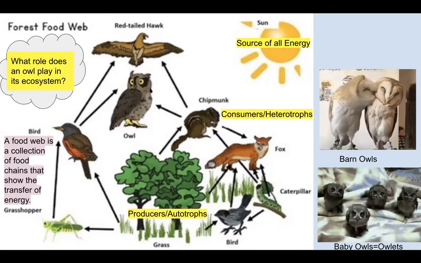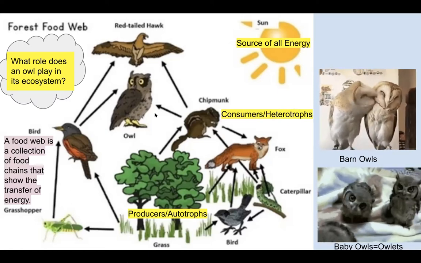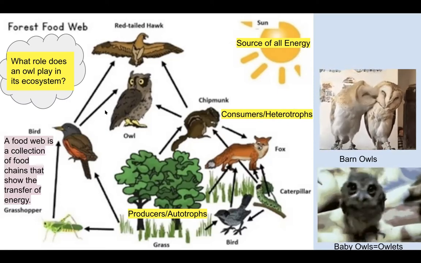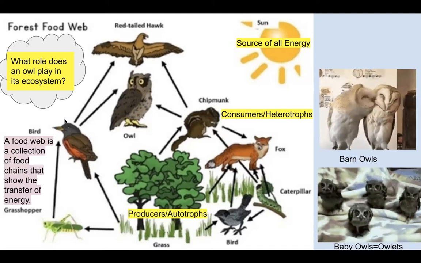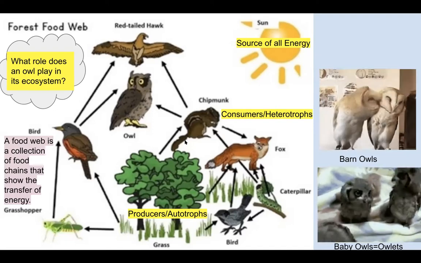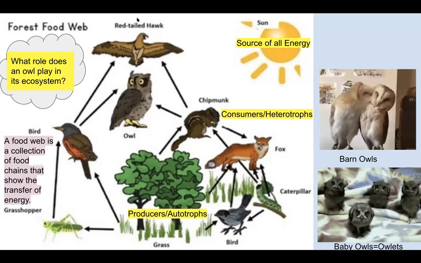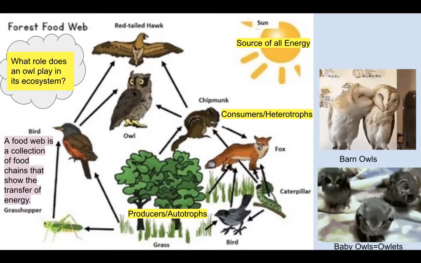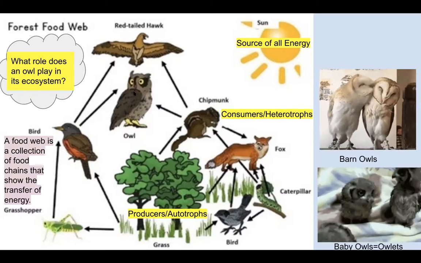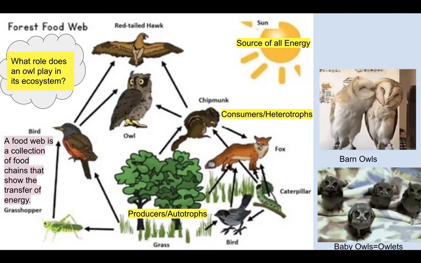And if we take a look at our food web here, we notice that the owl in this food web is a prey and a predator. So it's a predator in the sense that it's eating birds, other rodents, and other things like chipmunks. But it's also a prey item. In this diagram, we can see that the red-tailed hawk can actually prey on the owl as well. So within a food web, an owl can be both a predator and a prey.